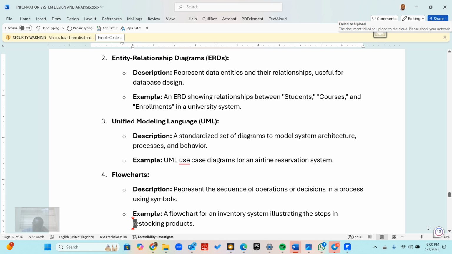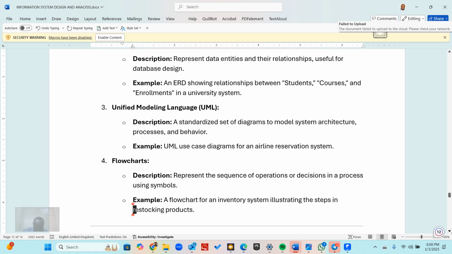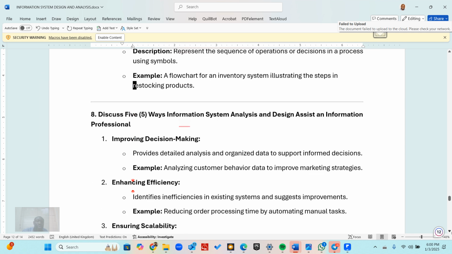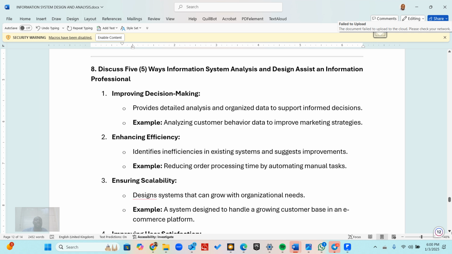Flowcharts. A flowchart represents sequences of operations and decisions in a process using symbols. For example, a flowchart for an inventory system illustrating the steps in restocking the product.